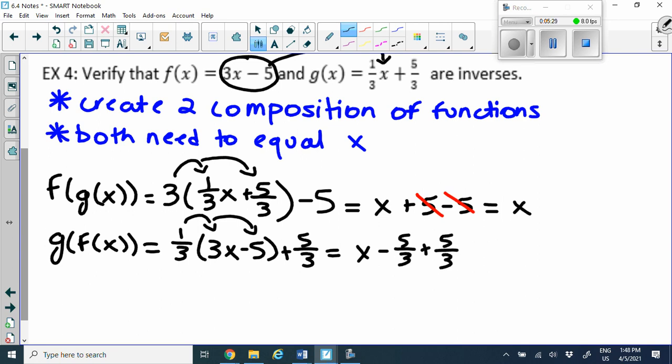What do you notice with our 5/3? They do cancel out. So now I'm left with x. So now that I have both of them, I have shown that f of x and g of x are inverses.